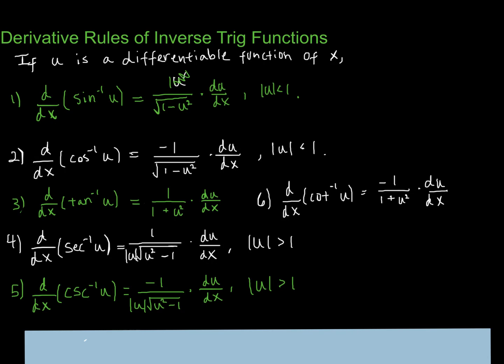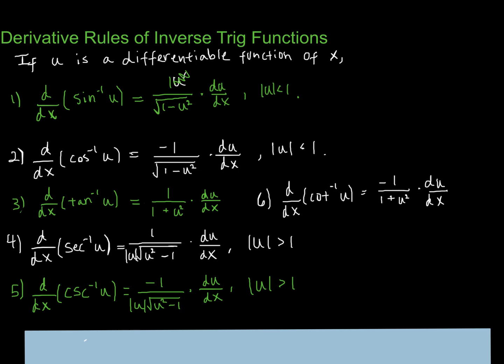One last relationship to look at is the relationship between inverse tangent and inverse cotangent. Notice that inverse cotangent's derivative is just negative 1, or the opposite, of inverse tangent. So the derivative of inverse cotangent of u is negative 1 over 1 plus u squared times the derivative of u with respect to x.